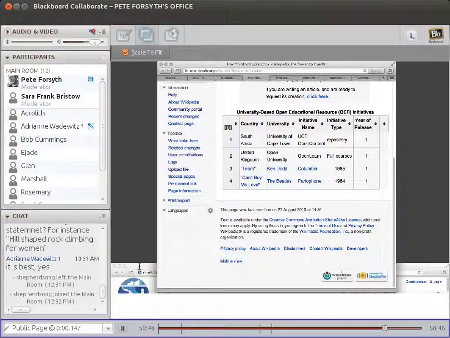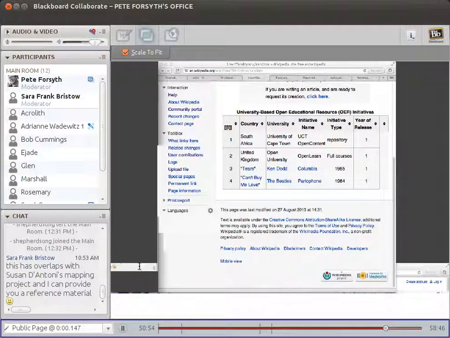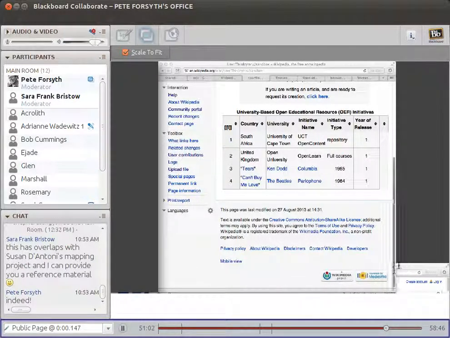But then we need to separate them by country, I would have thought, and perhaps separate them by the type of initiative they are. Well, do I use the word repository? That's where I got a bit confused. But I'm sort of thinking that these are OER repositories. And so that's where I'm at. I just started it here.